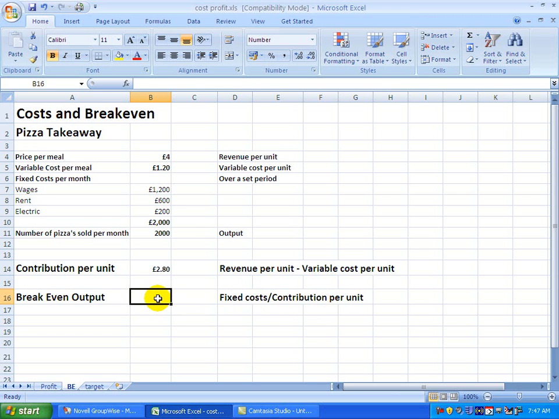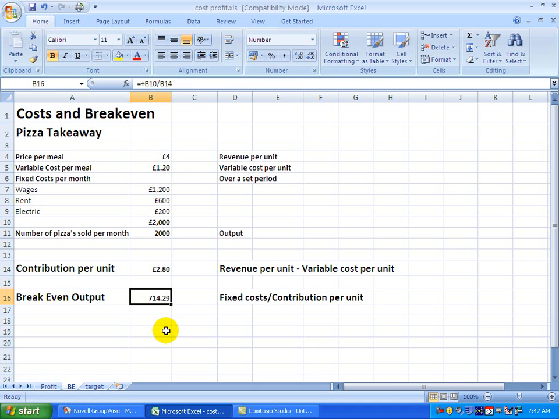Do that calculation here, £2,000 divided by £2.80, the contribution per unit, and we need a break-even output there of 714 units. So if we manage to produce 714 pizzas, we will break even. We won't make a profit and we won't make a loss.